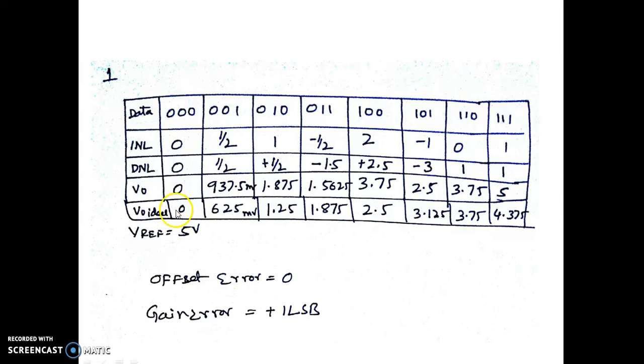The offset error is 0 because the desired output voltage is 0, the actual is also 0, so there is no offset error. But when it comes to the gain error, the desired output voltage is 4.375 volts, but it is actually 5 volts. So it is above the desired value by 1 LSB. That's why the gain error is plus 1 LSB.